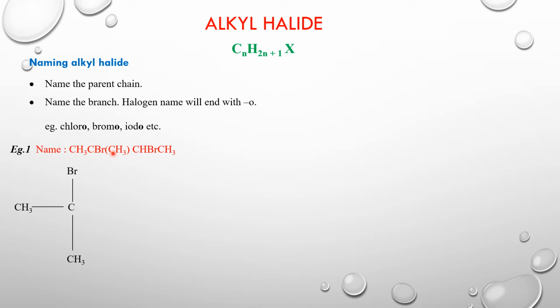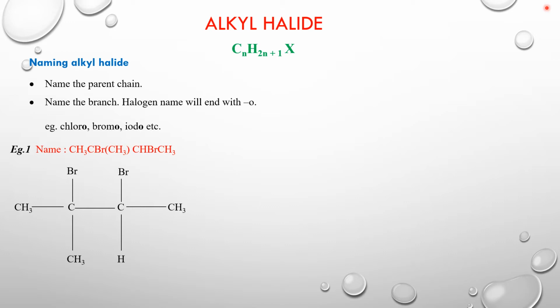And then we have another carbon which is CH. So that's a C, and then there is a H group attached to it. There is a Br to that, and we are having a CH3. So this is how we are going to expand the structure of the alkyl halide.